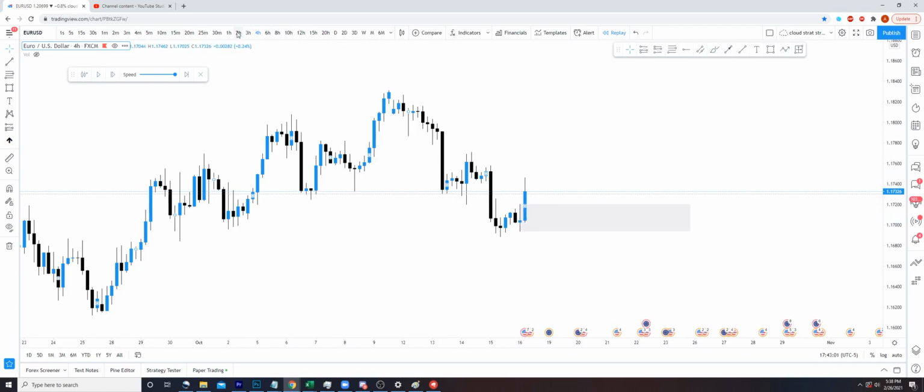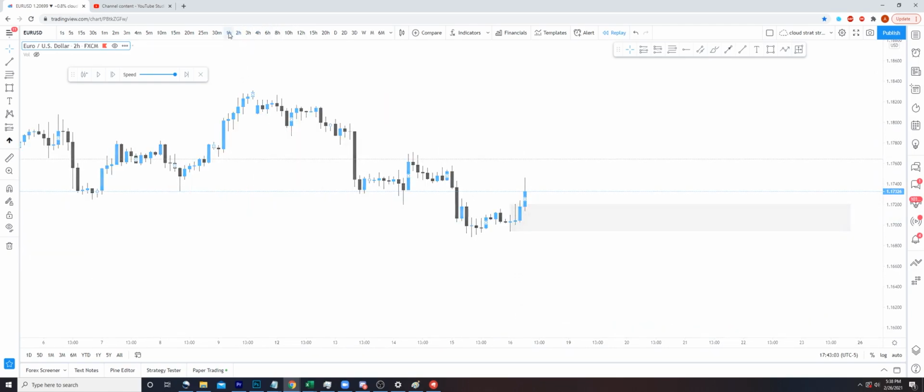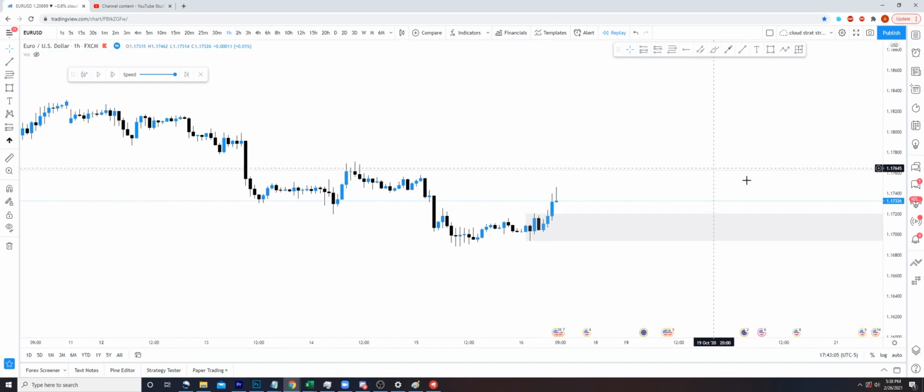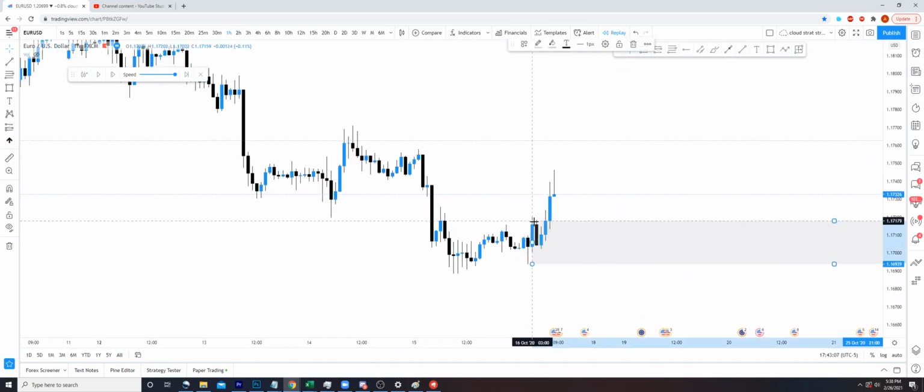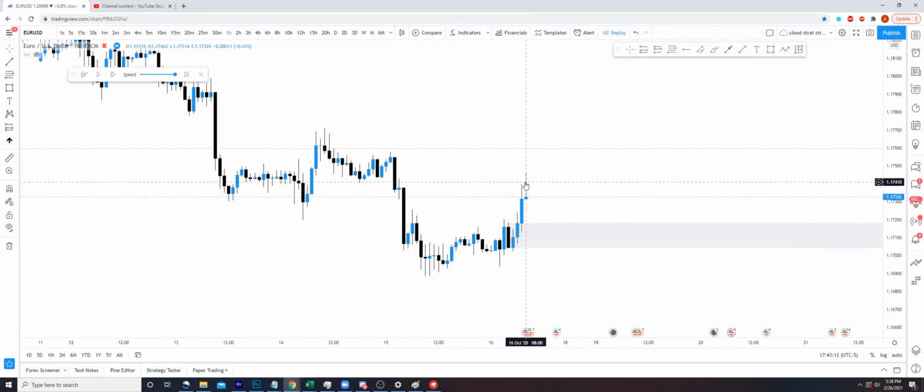So actually, it's not in this case, but if we go to a 2 hour or maybe even a 1 hour, we'll be able to see that. So there it is. You can see the last down candle, this one right here. So we'll just highlight that. That's all we're doing right now. The last down candle before the up move is what we consider to be our demand zone.